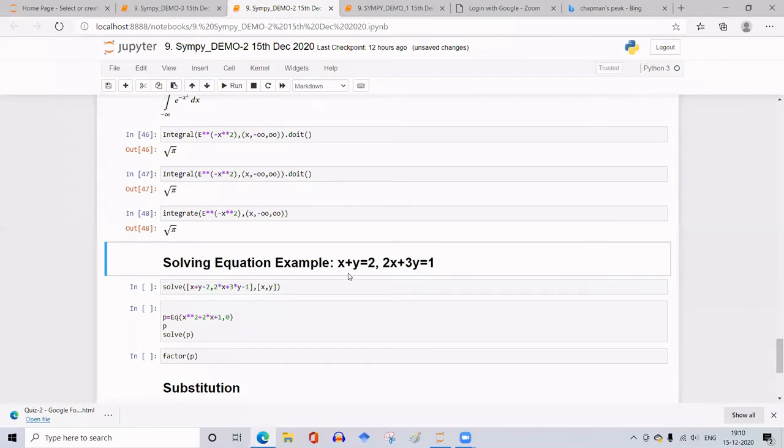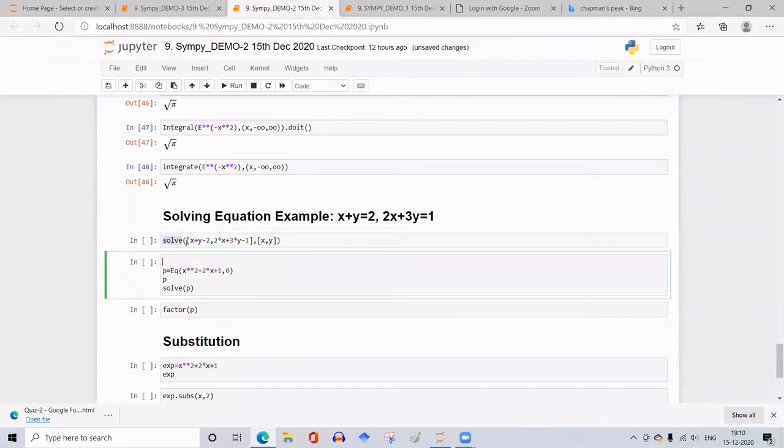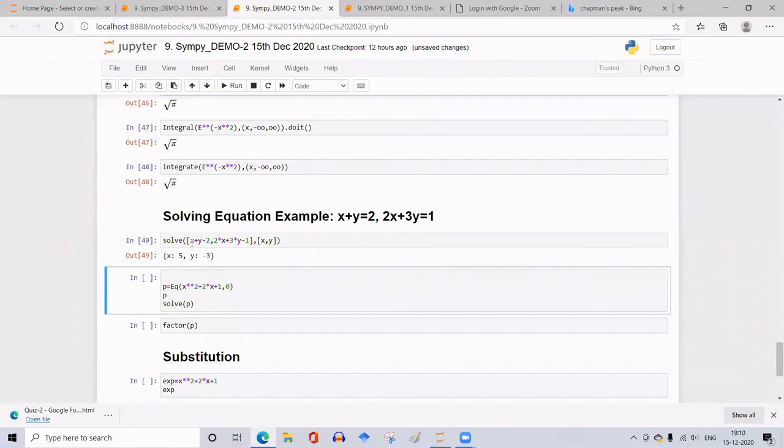Next, solving the equations. If you have some linear equations, we can solve for the variables in a set of linear equations. That is done by the function solve. Here there are two equations given. Let me run this cell.